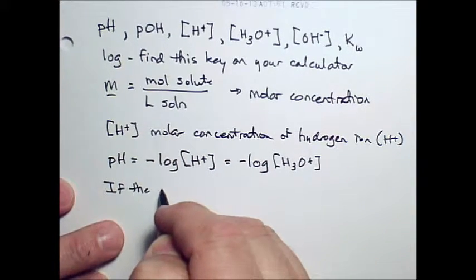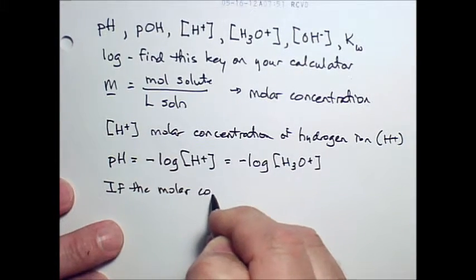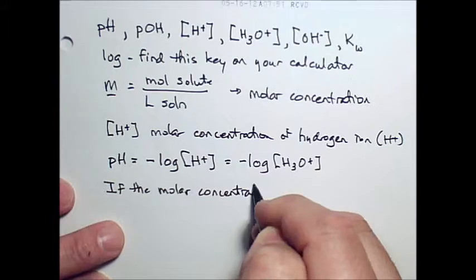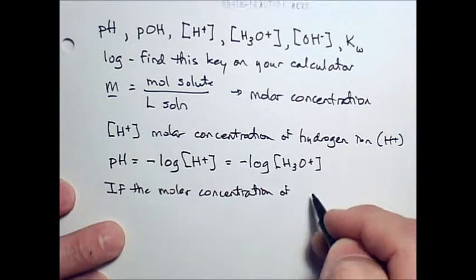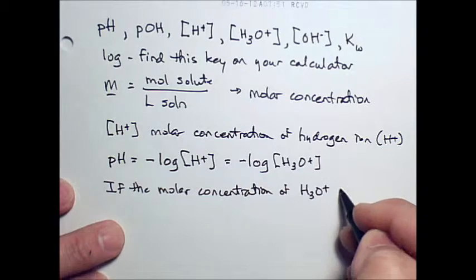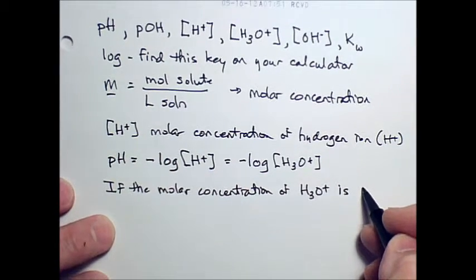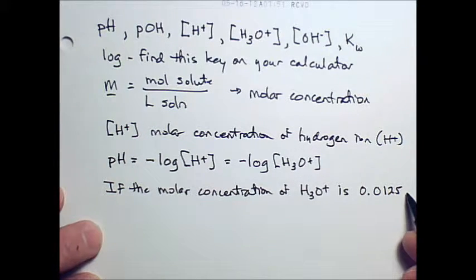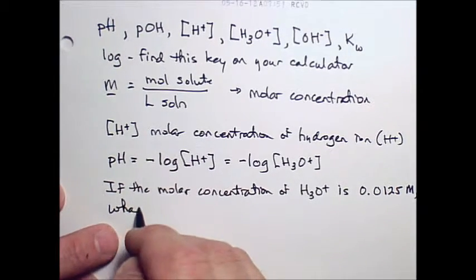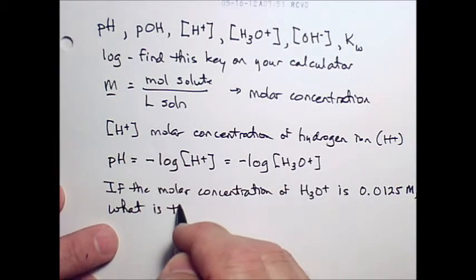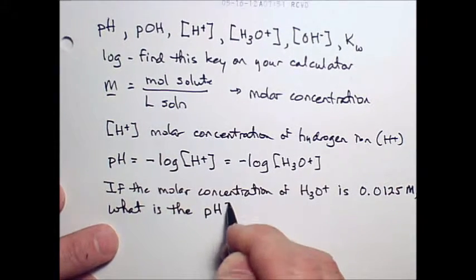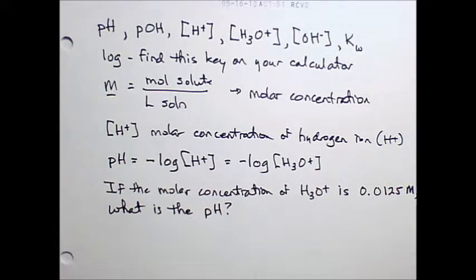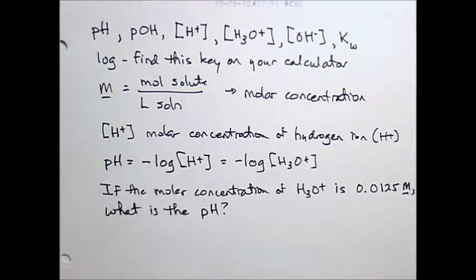So if the molar concentration of H3O+ is 0.0125, what is the pH? Okay, so you need to get out your calculator. Is that an M? Yeah, M with a line under it.